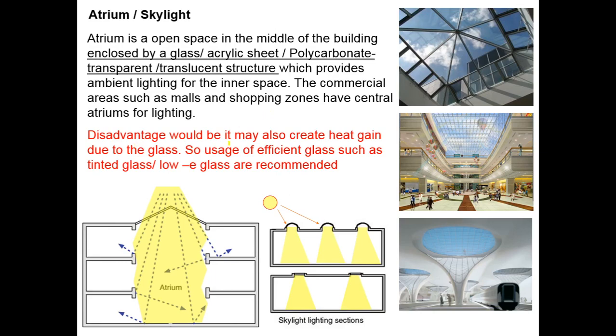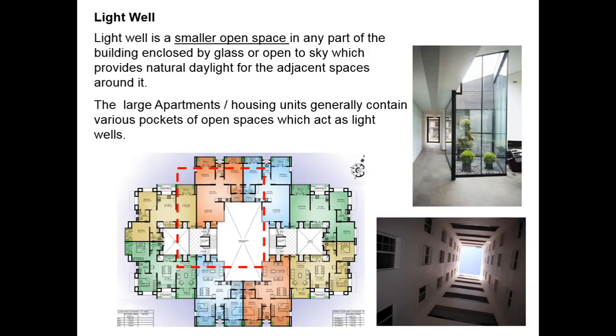The major disadvantage is that it also creates heat gain due to the usage of glass on the roof. Generally, in a tropical zone, the sun is almost overhead from 12 to 2:30, so it produces a lot of heat gain also. So we have to use the glass efficiently. In terms of glass, we can use an indented glass, or a low-E glass is recommended. So this is the second or third concept of getting daylight, in terms of atrium or skylight.